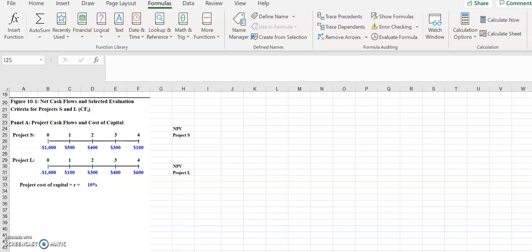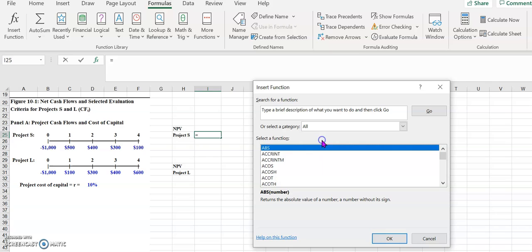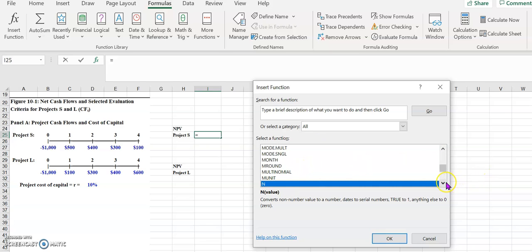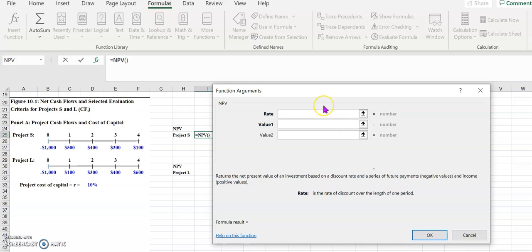If a company wants to select one or more of these projects, how do they decide? The NPV can help. So to calculate the NPV of a project, we go to Formulas, Insert Function, go to All, and select the NPV. Say OK. The NPV asks for the rate, the discount rate or the cost of capital. For Project S, it's 10%. And the values are essentially the arrays, which are from time period 1 to time period 4.